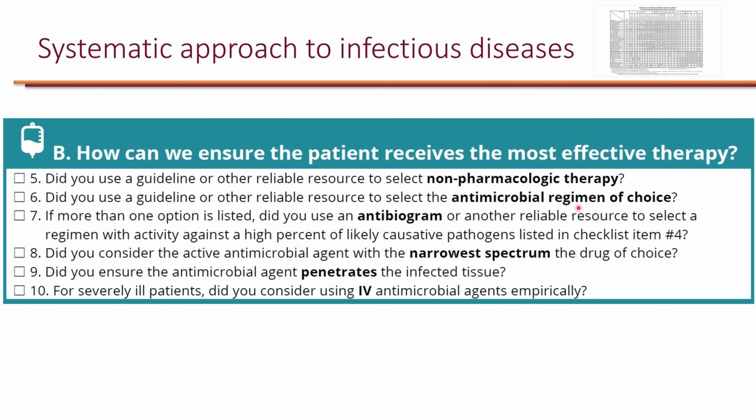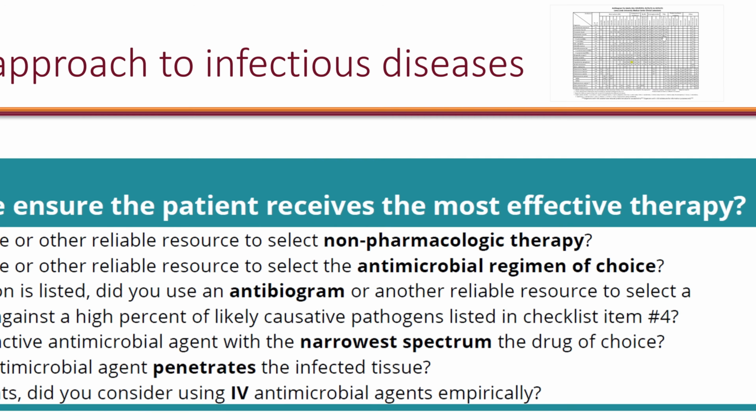And occasionally, the patient may not be able to get first-line therapy for various reasons that we will discuss, and that's when we can go to alternative therapy. And the next thing to consider, if more than one option is listed, did you use an antibiogram or another reliable source to select a regimen with activity against a high percent of likely causative pathogens listed in checklist item number 4. And here's what an antibiogram looks like.